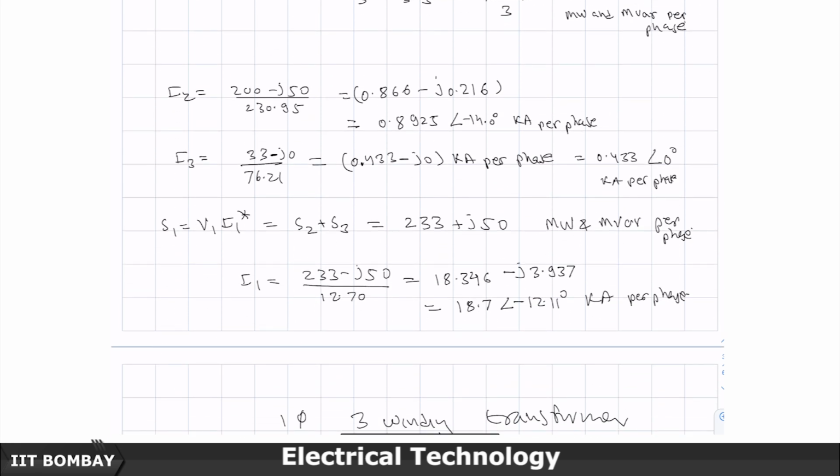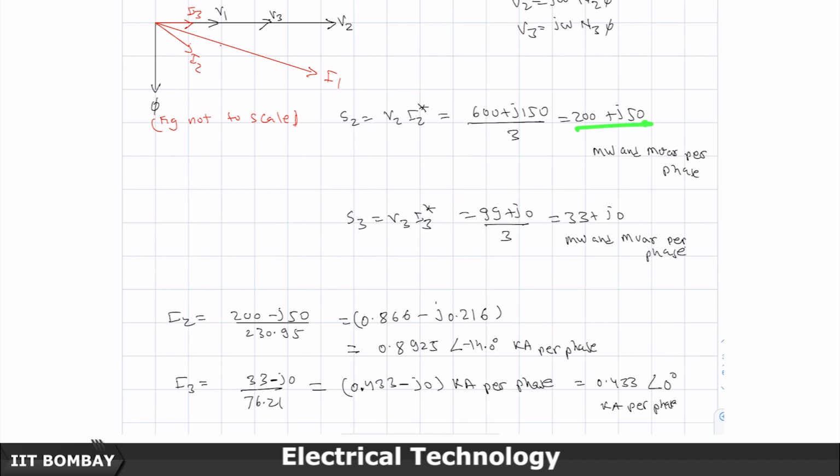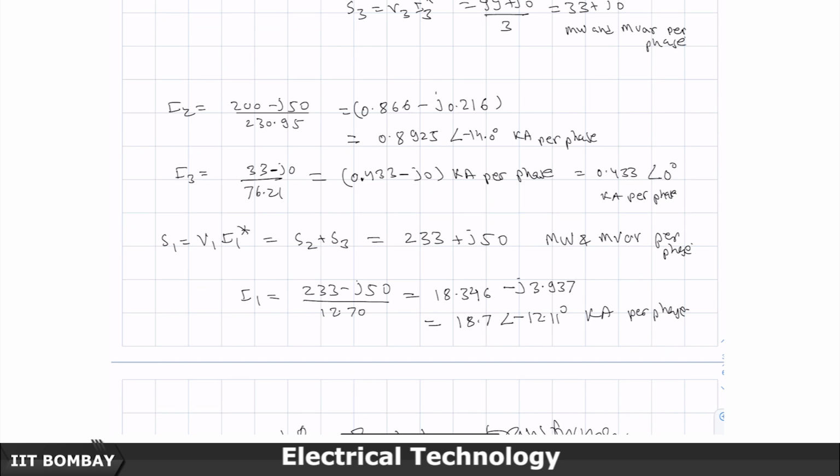So, now we have seen the complex power balance principle. V1 I1 star will be equal to S2 plus S3, but how much was S2? S2 was 200 plus J50, S3 was 33 plus J50. So, when I do S2 plus S3, I will get 233 plus J50. So, this is V1 I1 star. Again, take the complex conjugate of the whole of the left hand side and the right hand side. So, this will become 233 minus J50.